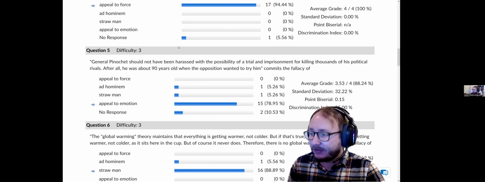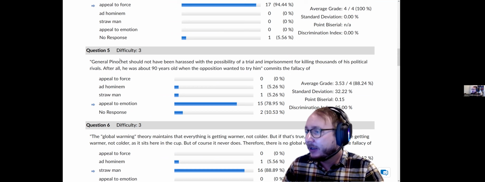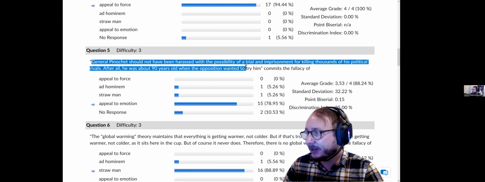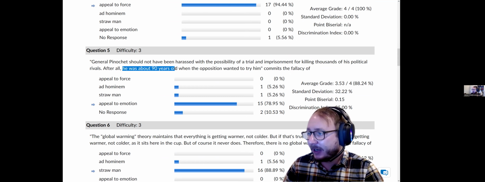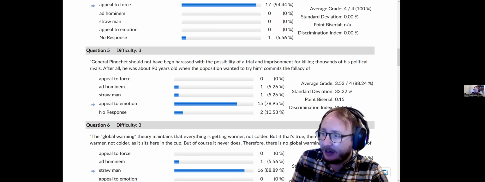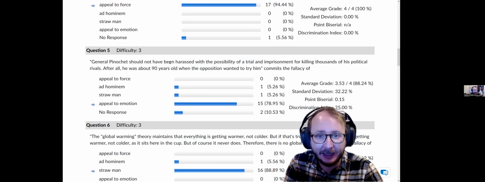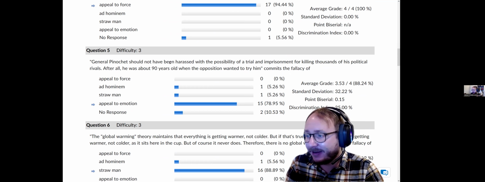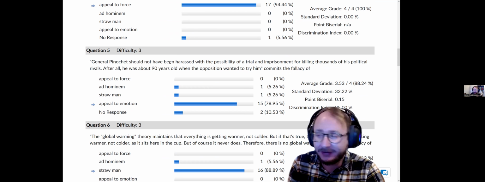Question 5. This is appeal to emotion. Look, we shouldn't harass General Pinochet with the possibility of a trial and imprisonment, right? After all, he was 90 years old when the opposition wanted to try him. That is an appeal to sympathy. We're trying to say, look, he's an old, doddering old man. Like, he's not somebody that we should be putting in prison because he's too old for it. But that may not be relevant to whether he should go to prison.